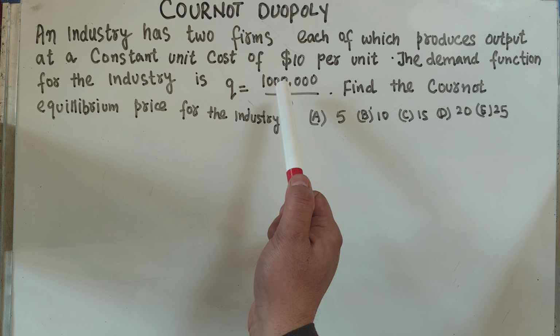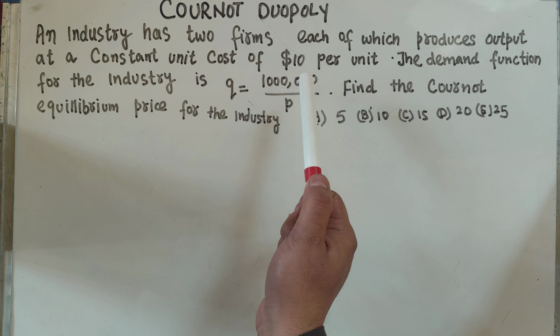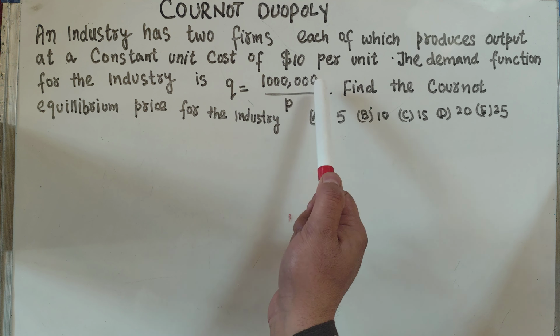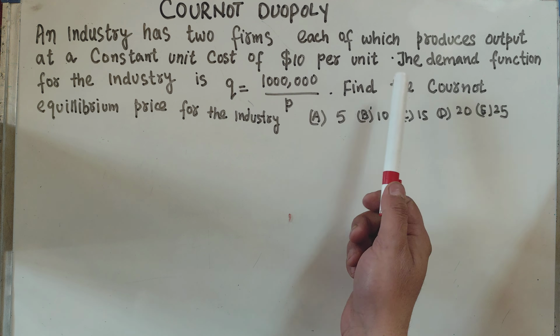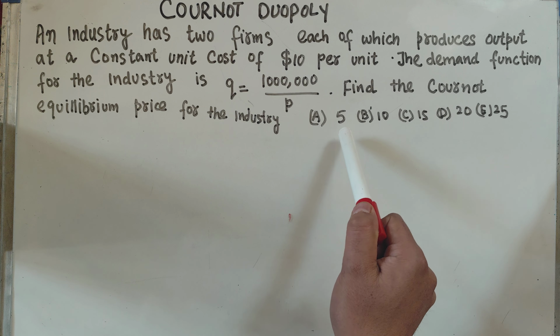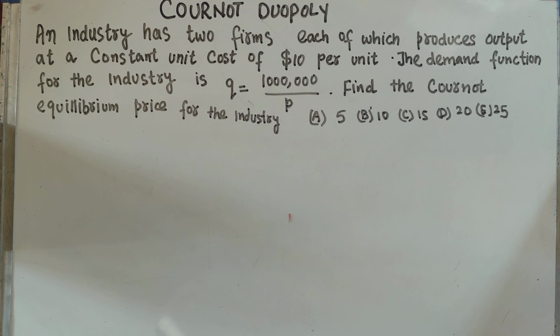The demand function for the industry is given by Q equals 1 million upon P. Find the Cournot equilibrium price for the industry. Options are being given as 5, 10, 15, 20 and 25.